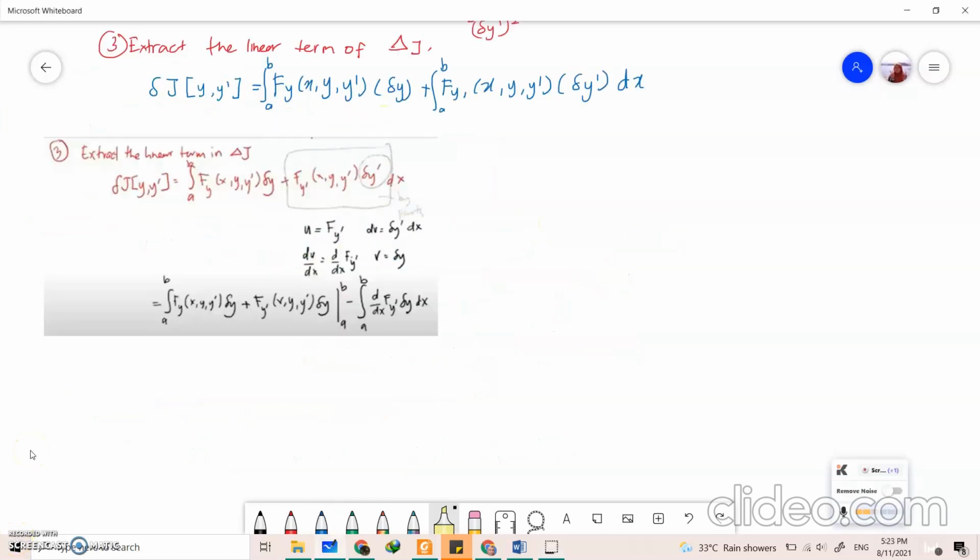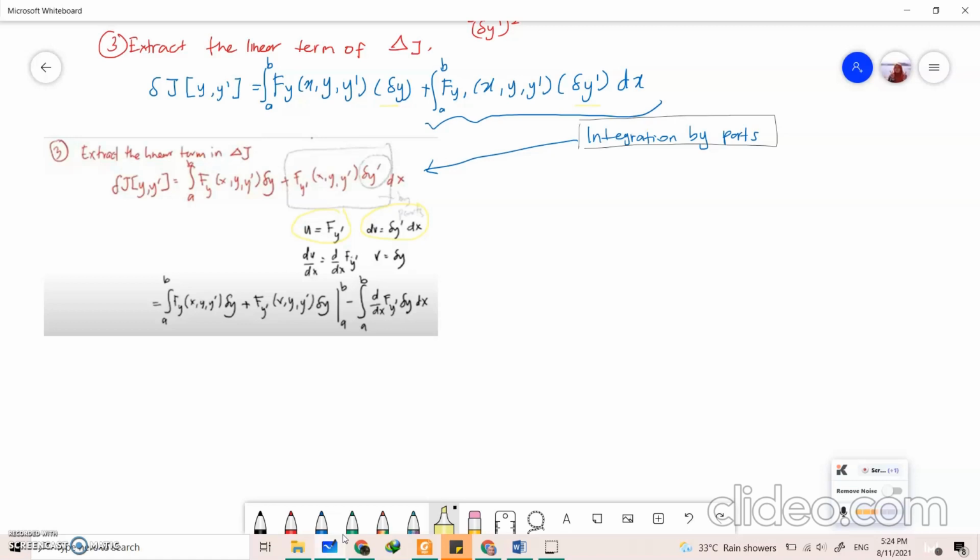As you can see here, we have delta y and delta y prime. Now we want to further simplify this expression and try to eliminate the delta y prime here. So what we need to do is to integrate this part by using integration by parts. We integrate f_y prime(x, y, y') delta y prime here with integration by parts.